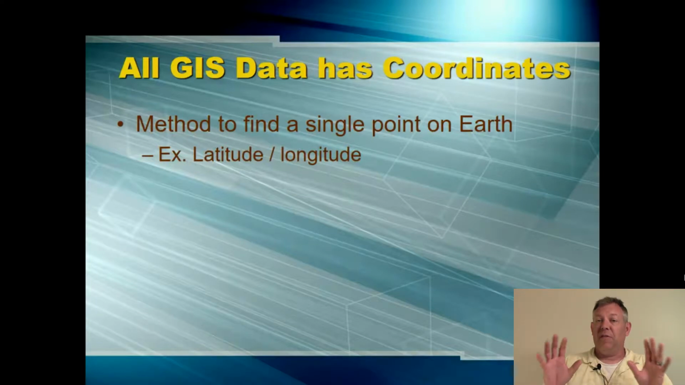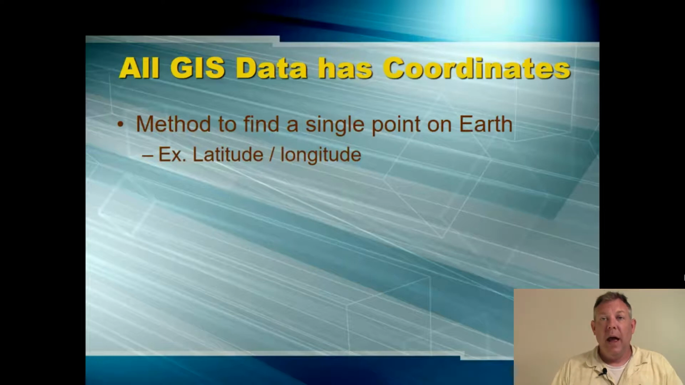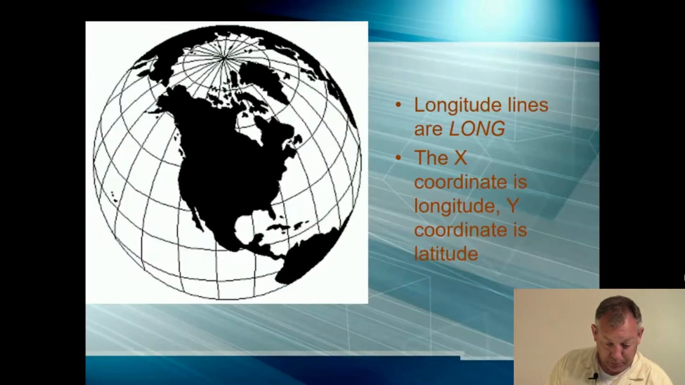So you'll recall, I stressed this several times already, all GIS data is geo-referenced, which means it has a spatial component to it. And how do we know exactly where those data fit on the Earth? Well, we've got to have coordinates. We've got to have a coordinate system. And so a coordinate system is basically a way to find a point on Earth. Now, you're probably familiar with latitude, longitude, which is the basis for all coordinate systems.